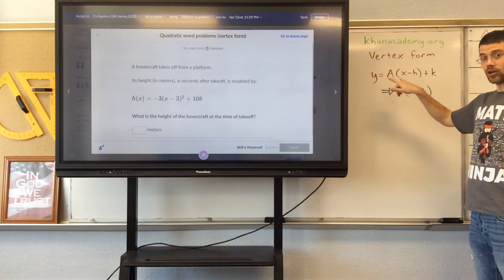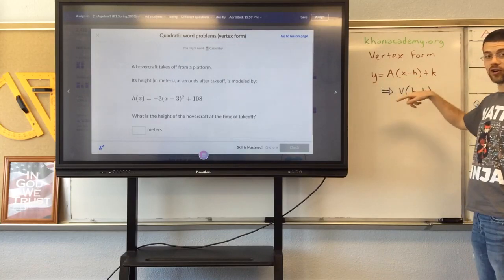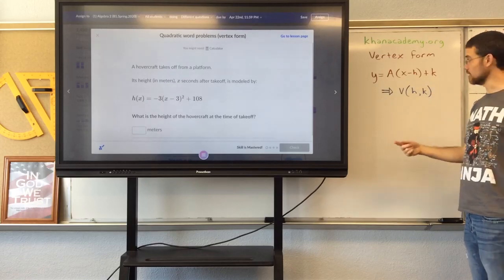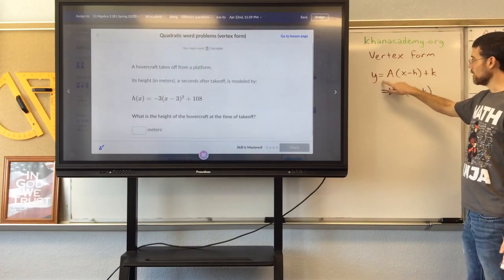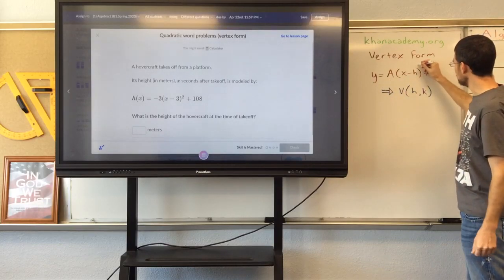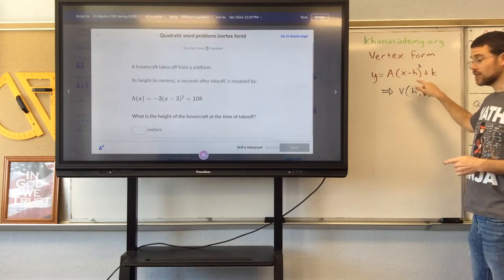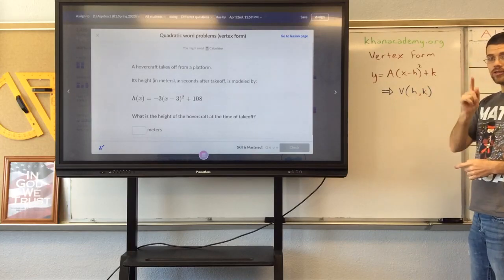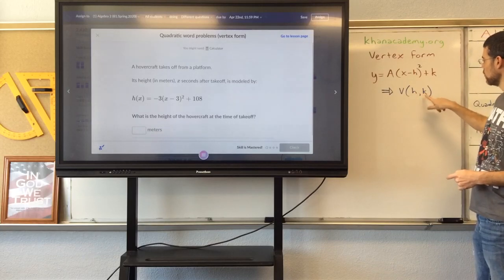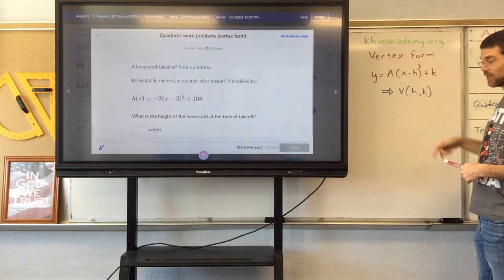The vertex form of a quadratic equation looks like this in general, where y and x are variables. A, h, and k are all constants. So y equals a times the difference between x and h squared plus k. If it's in this form, we know that the vertex of that parabola occurs where x equals h and y equals k. The vertex is located at h comma k.